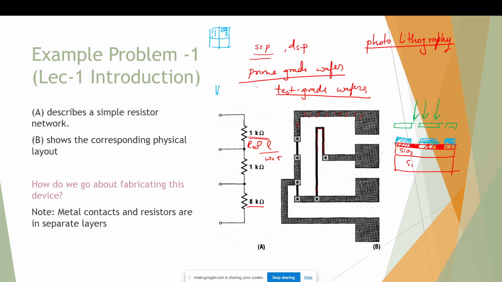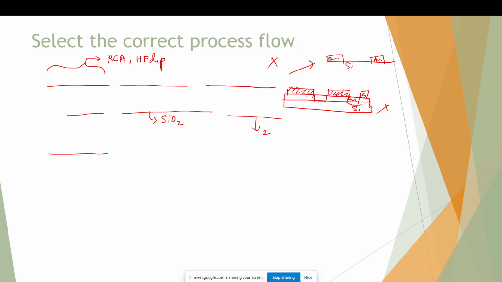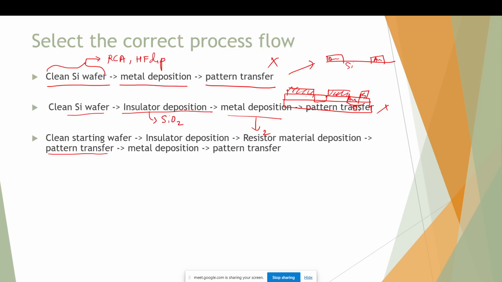Right. So now we understood what is pattern transfer, right? Okay, I hope it was clear. So this third thing, I'm telling you that this is wrong. Can someone guess why this might be wrong?